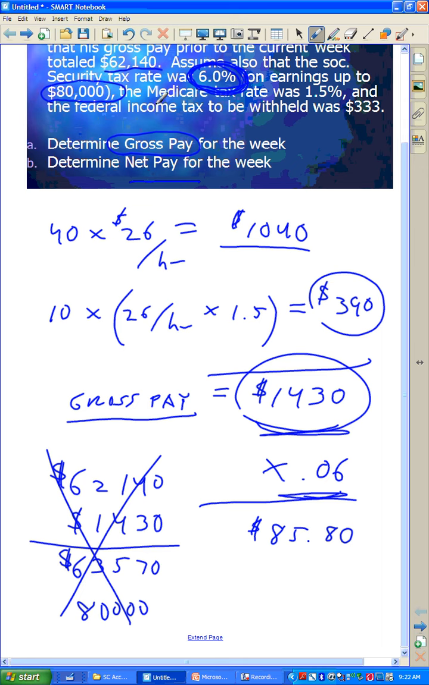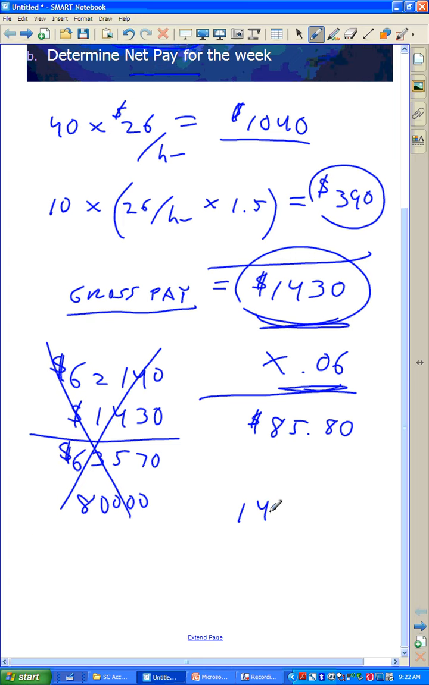Okay, Medicare tax is another one. Notice we don't even mention a cap up here, so that's 1.5%. So if I simply take 1,430 times 1.5%, be careful, don't forget to move the decimal, right? That's 1.5% expressed as a decimal. I believe I'm going to get 21.45 if I do the math. Okay, so there I've captured those two.